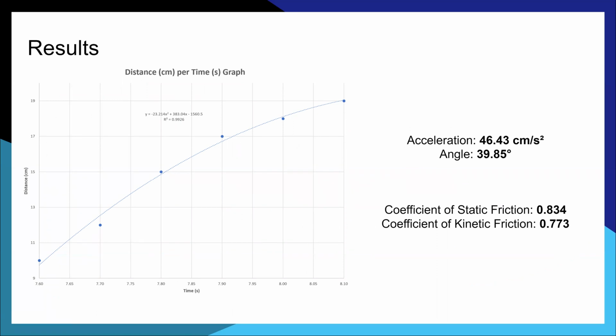The acceleration turned out to be approximately 46.43 centimeters per second squared, and the angle it began to slide at was approximately 39.85 degrees. After using the governing equations from the first and second slides, we were able to get a coefficient of static friction of 0.34 and a coefficient of kinetic friction of 0.773.